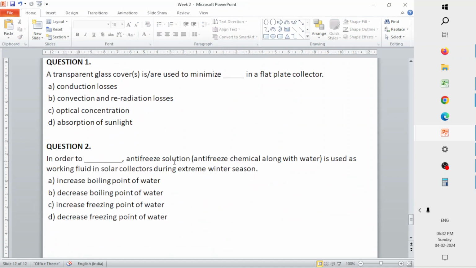Now these are some of the simple questions, but again you have concepts to learn about this. So these questions I will not be answering. I will expect the attendees to answer first before me moving on. So you use a transparent glass cover, as I said previously. The glass cover that you use here is a transparent glass cover, and the sun radiation falls on the surface and then it moves to the absorber plate. A transparent cover is used to minimize dash in a flat plate collector. So what is it?